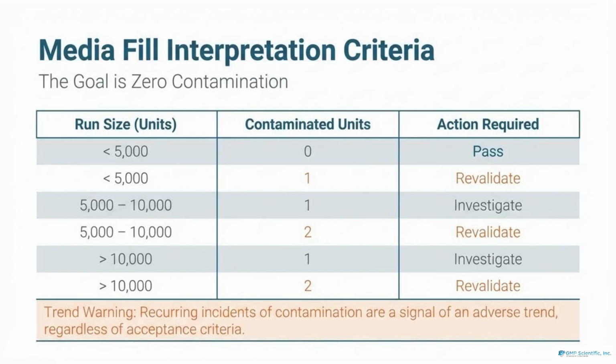For runs under 5,000 units, 1 contaminated unit requires revalidation. For larger runs, 2 contaminated units require full revalidation. Regardless of these numbers, recurring contamination is an adverse trend signaling a loss of process control.